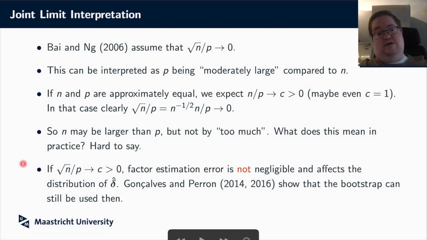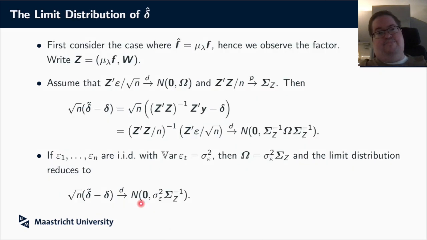Now, thankfully, what we could do, in fact, is use the bootstrap. So without changing anything, but just using the bootstrap, we could actually, in this case, work under this assumption here, as shown in the papers of Gonçalves and Perron. Now let's have a look at what steps we need to take to prove that the limit distribution does not change.